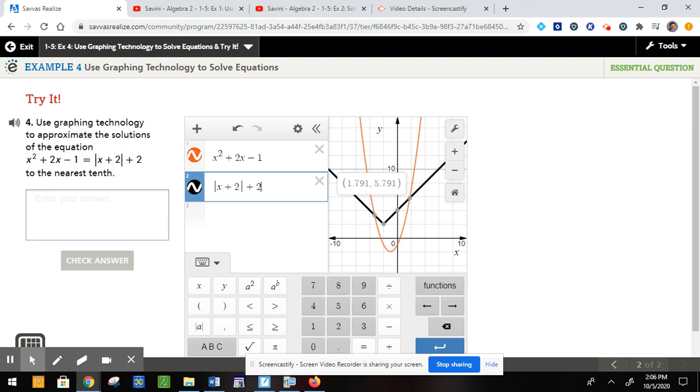So again, have this done by class tomorrow, and then we'll start the 1.5 practice officially in class tomorrow. So let me know if you have any questions. And again, we'll be practicing this in class tomorrow. Let me know if you have questions.